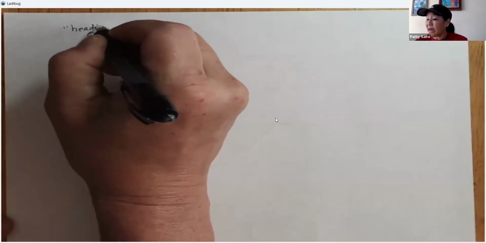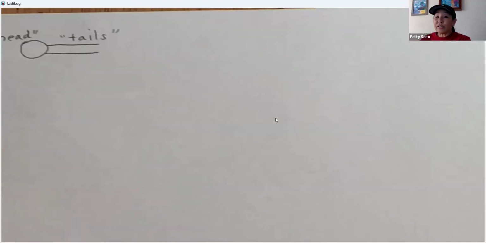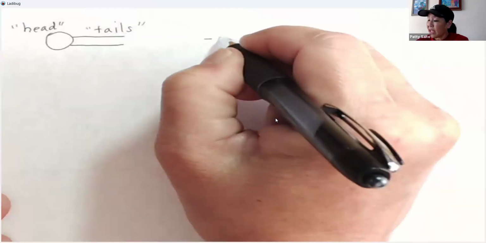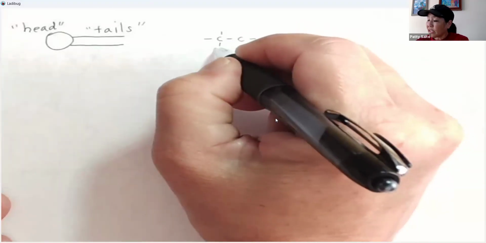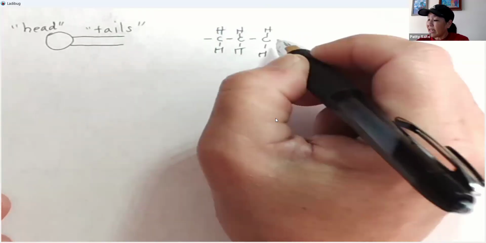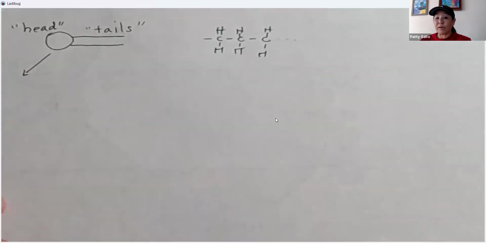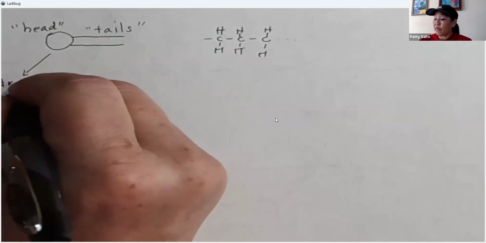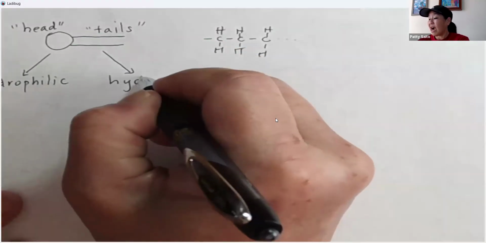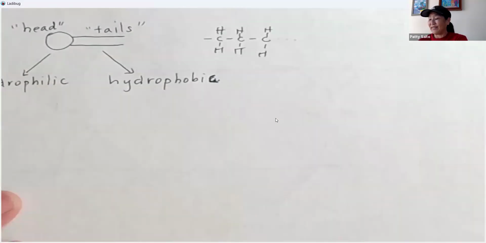The tails are actually made up of long strands of carbons and hydrogens. In other words, the tails would look like carbon, carbon, carbon, with hydrogens coming off the carbons like this, etc. And so we have long chains of these. This part, the head end, is actually water loving, so we call it hydrophilic. It loves water. The tail ends hate water. They are hydrophobic. Phobia is hating something. Hydrophilic, hydrophobic.